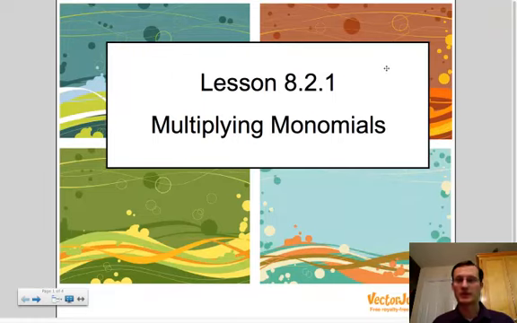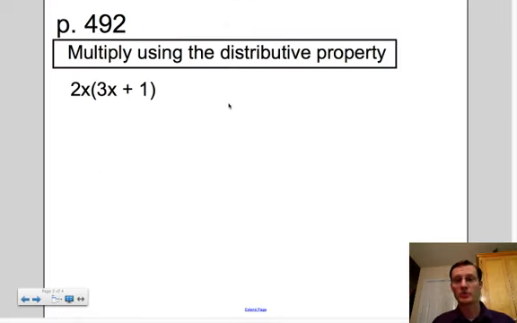Today we're going to look at an extension of what we were doing yesterday. We're going to be multiplying monomials. So first we're going to multiply using the distributive property. If you remember, distributive property means you apply it to each part. So we have 3x is one term, 1 is another term.